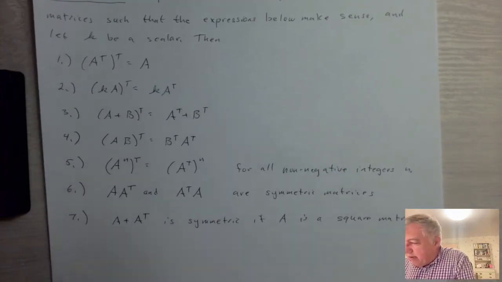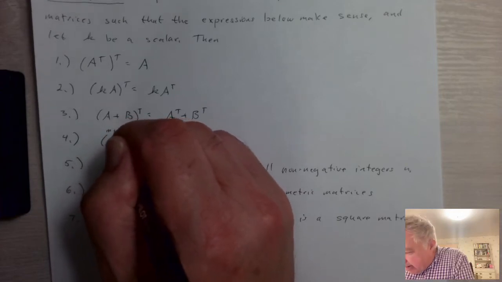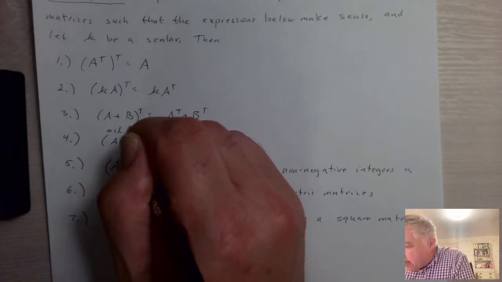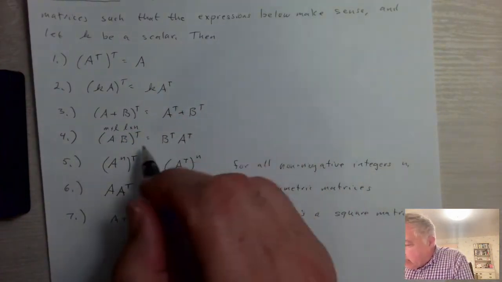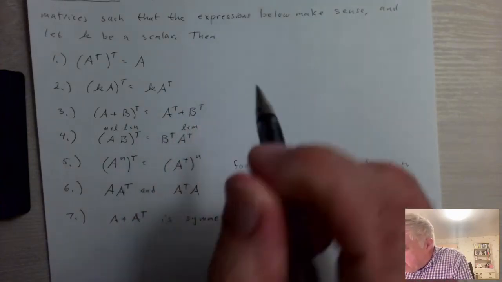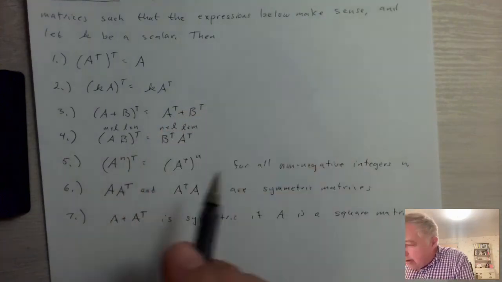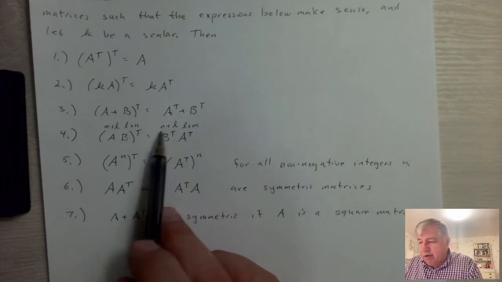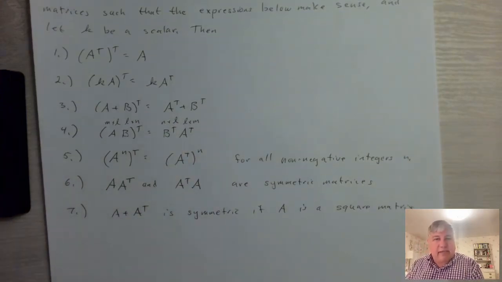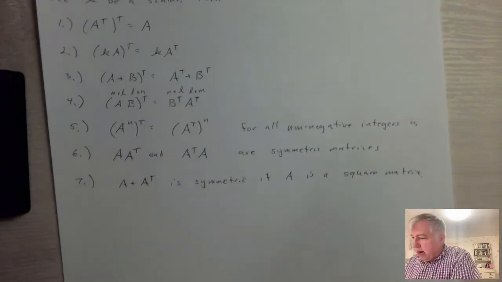Because remember, let's say A is m by L and B is L by N. Then A transpose is going to be L by M, and B transpose is going to be N by L. That should make sense, because the number of rows here should be equal to the number of columns here. That's not exactly a proof of this, but let's just see why that is.